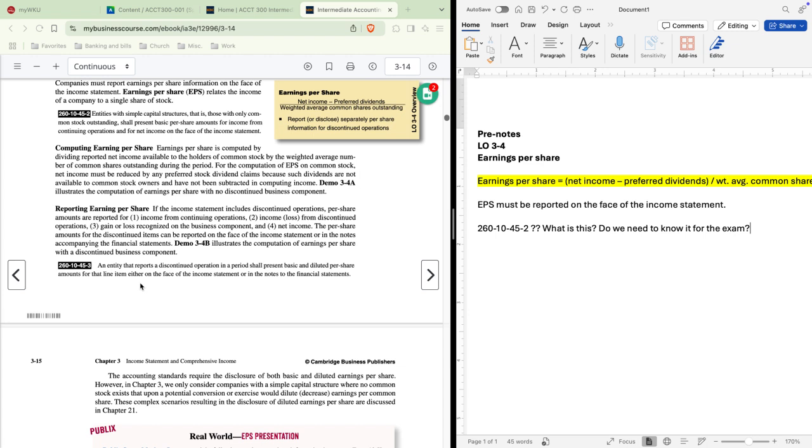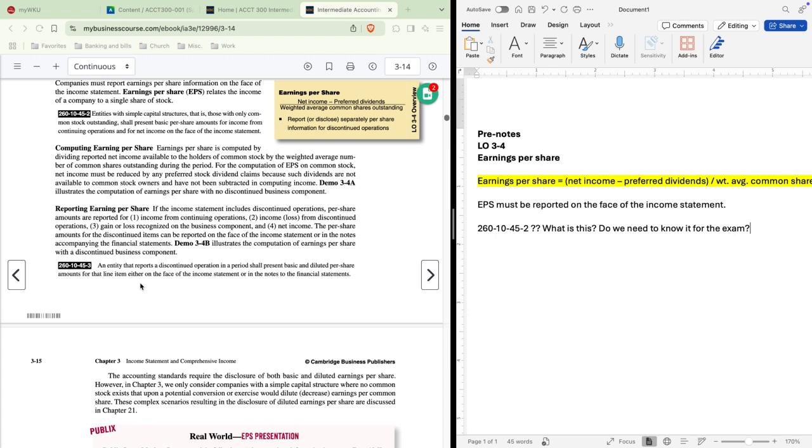That stuff is just wording verbatim out of the codification, and the authors are putting it there. And what they're trying to do is show you where this stuff actually is in the accounting standards. If you were to go look it up, this is where you would find it. You don't need to memorize it for the exam. I'm not going to ask you about it, but it's there.